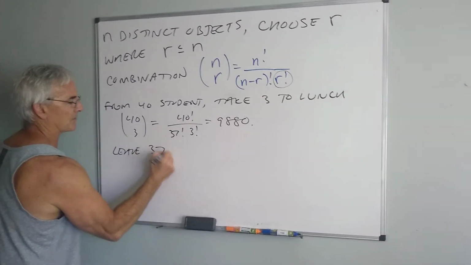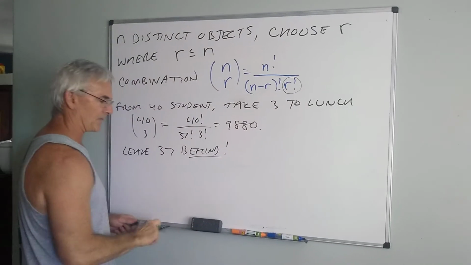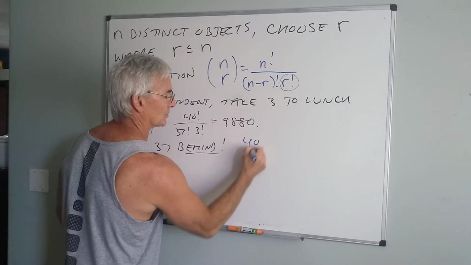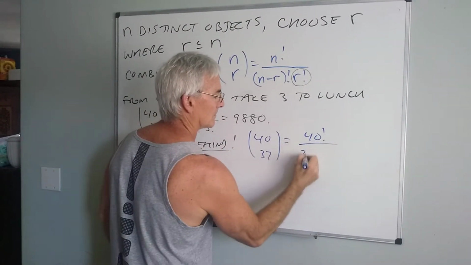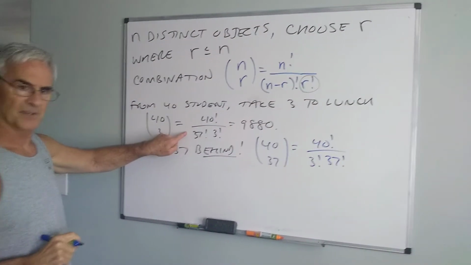But what if instead I said, you know what, I'm not going to take 3 of you to lunch. I'm going to leave 37 behind. Okay? How do I leave 37 people behind? Well, that means I'm going to have 40 choose 37, which would be 40 factorial over 3 factorial times 37 factorial, which we notice is exactly the same value.